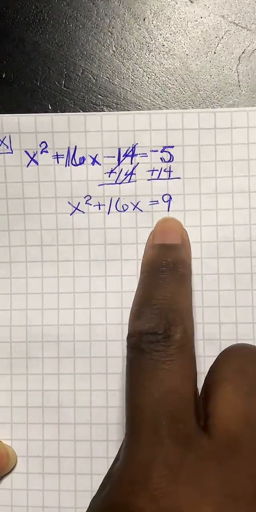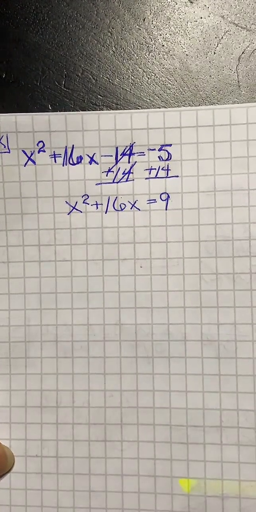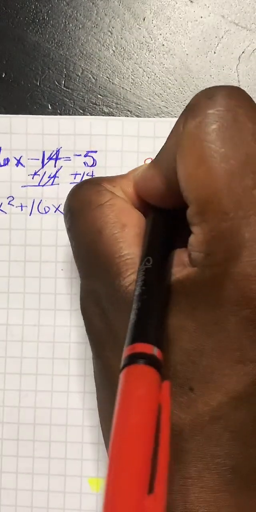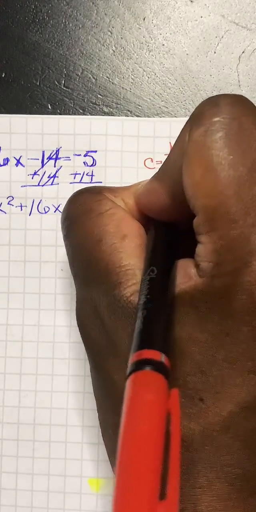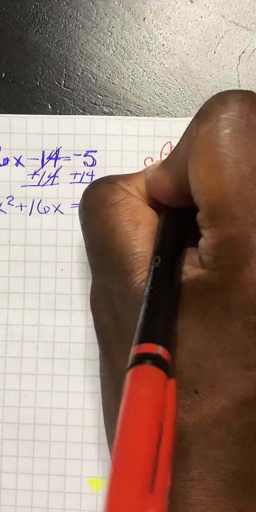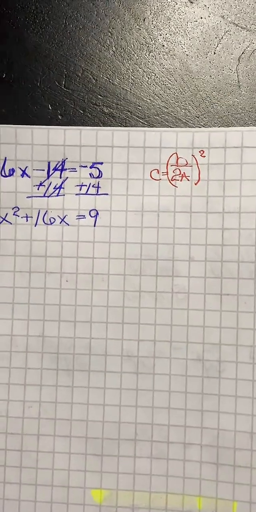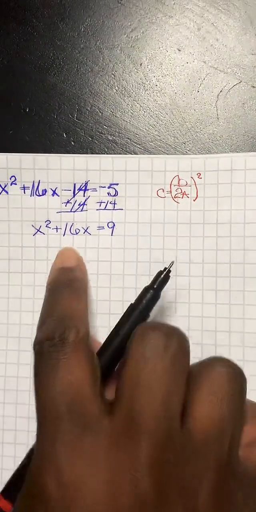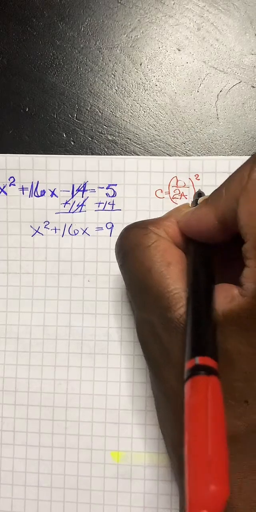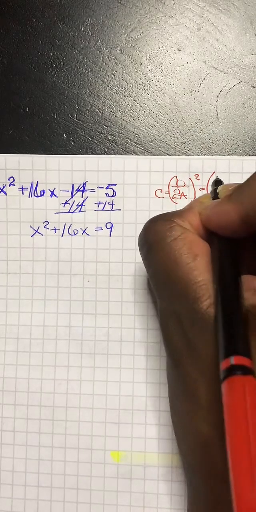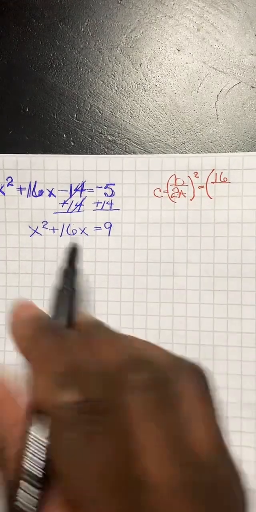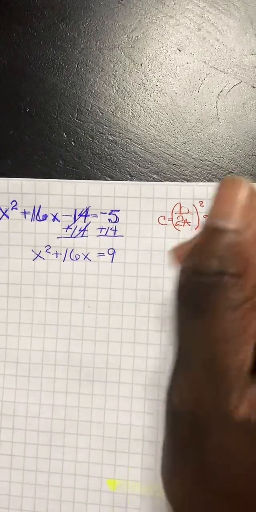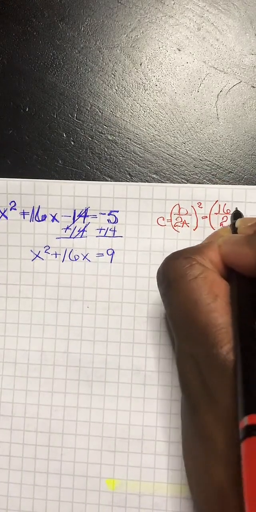So after I do this, this is when I go into my formula for the C. C equals my B over 2A, and I'm going to square it. My B in this case is my 16. So I have 16 over 2 times my A. My A is the 1. So basically 2 times 1, that gives me 2.